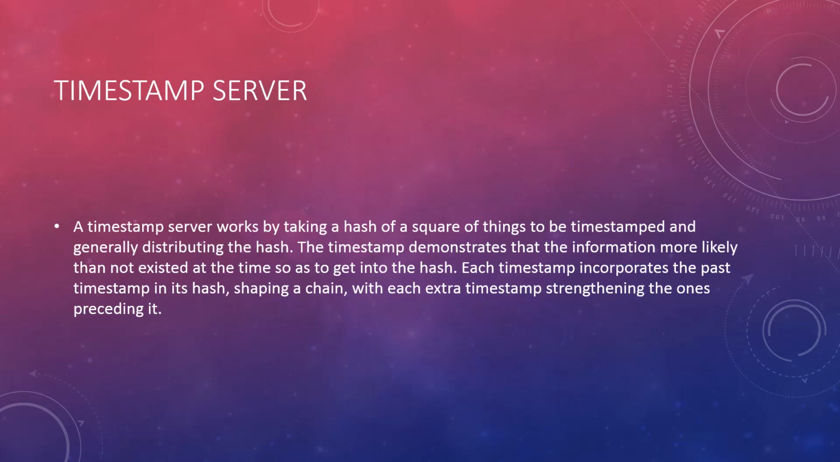Timestamp server. A timestamp server works by taking a hash of a block of items to be timestamped and widely distributing the hash. The timestamp demonstrates that the data must have existed at the time in order to get into the hash. Each timestamp incorporates the previous timestamp in its hash, forming a chain, with each additional timestamp reinforcing the ones preceding it.